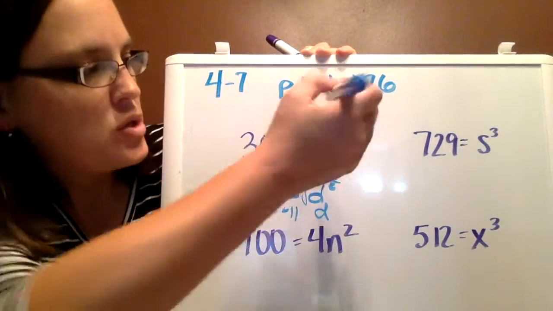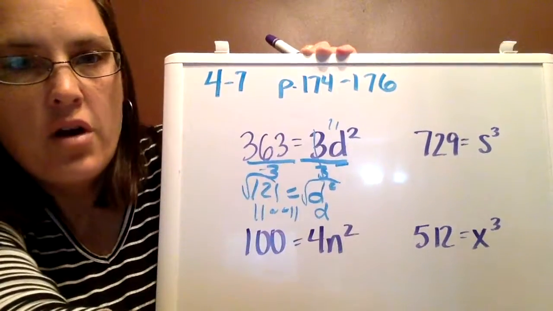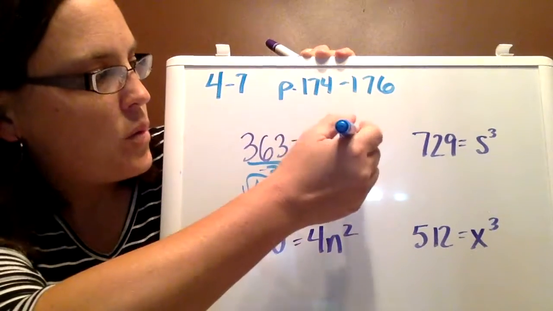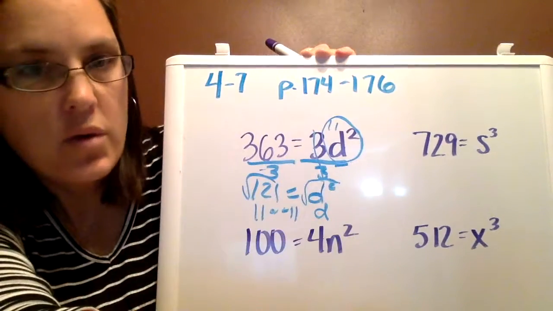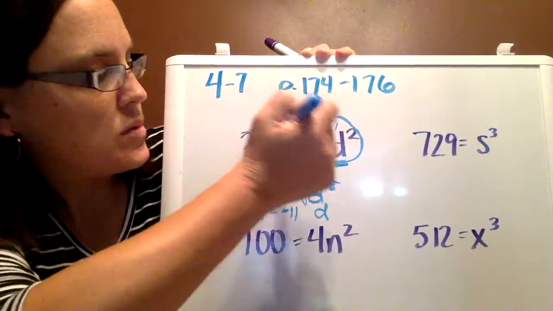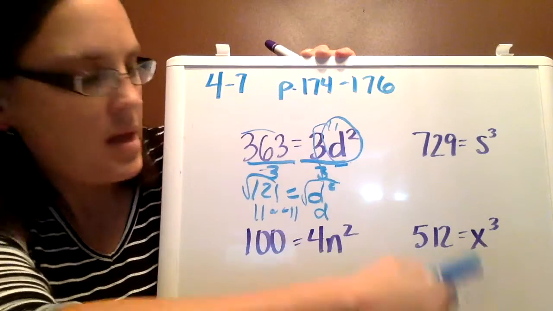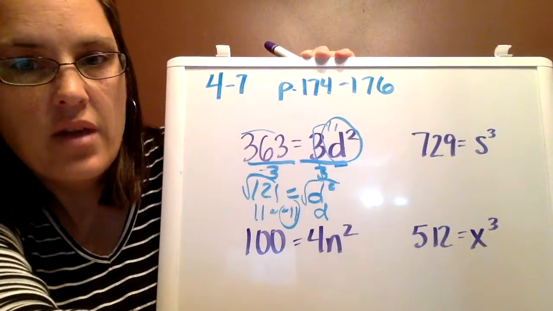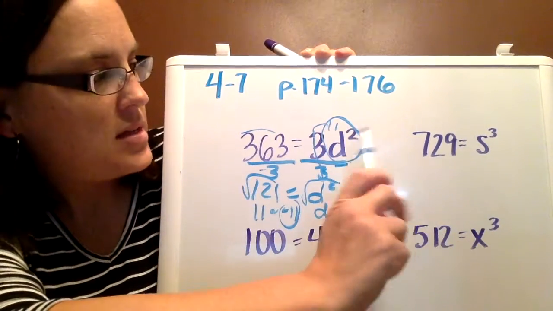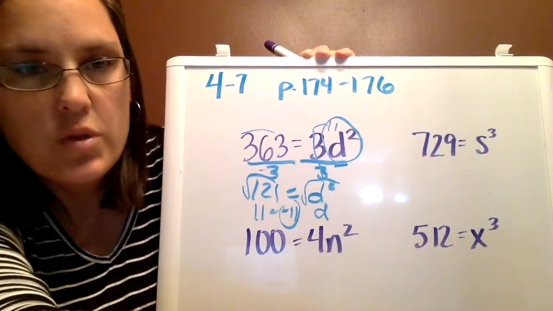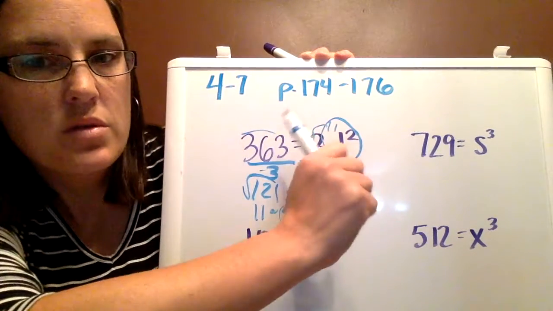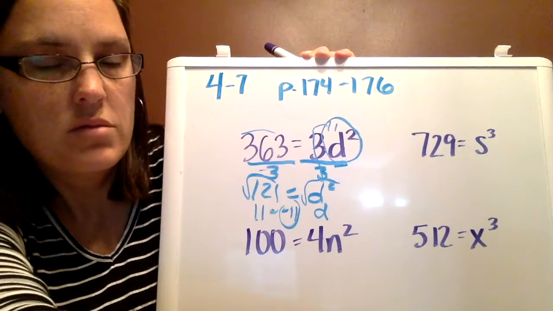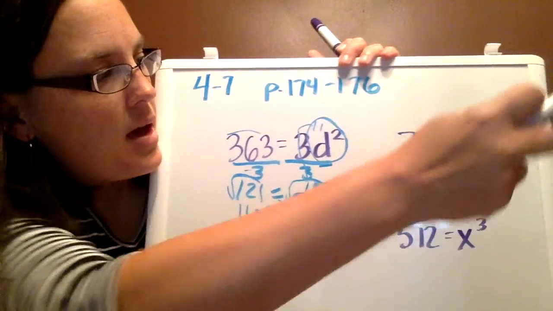And we can check our answer by plugging in 11 for our original equation. So what's 11 squared? 121. 121 times 3 is 363. Let's plug in negative 11. Negative 11 times negative 11 is 121. 121 times 3 is 363.